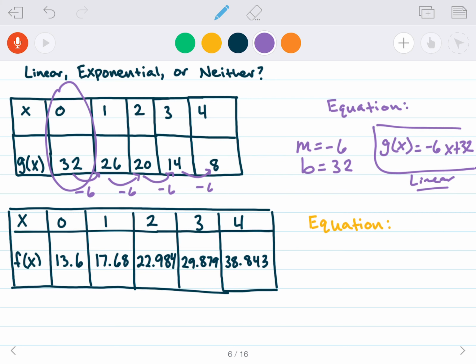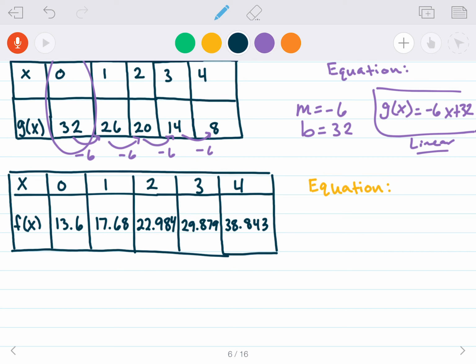Okay, what about the next one? So the next one, if I try to see what the difference between these numbers are, they're not going to be constant. So if I do 17.68 minus 13.6, I get a positive 4.08. And if I do 22.984 minus 17.68, I'm seeing that's plus 5.304. So just from this, you can say, okay, it's not linear, because if it were, these numbers would have to be the same. So not linear.